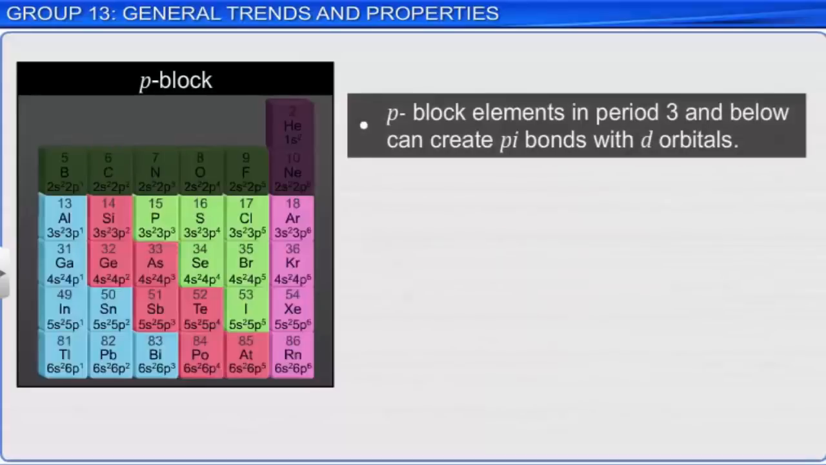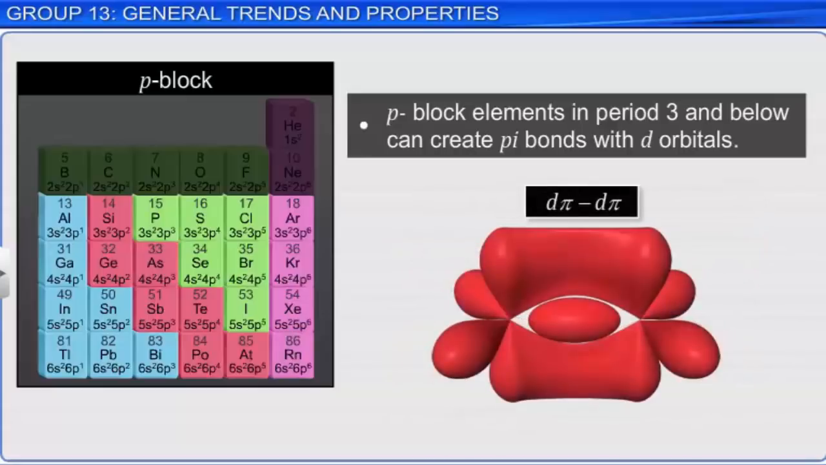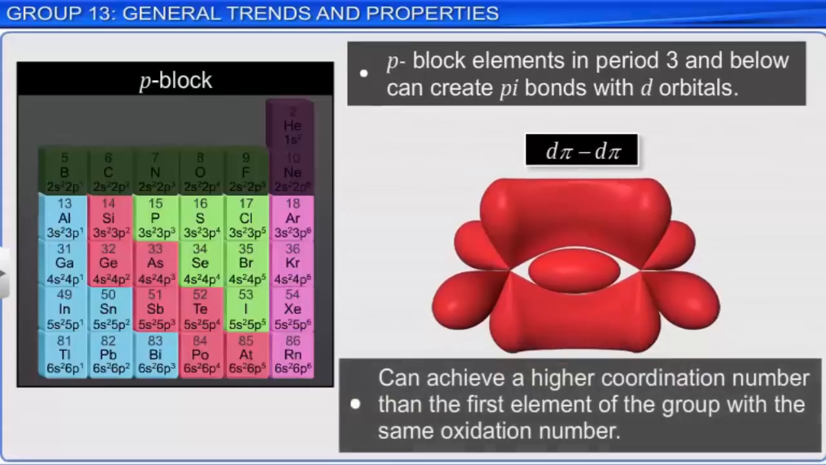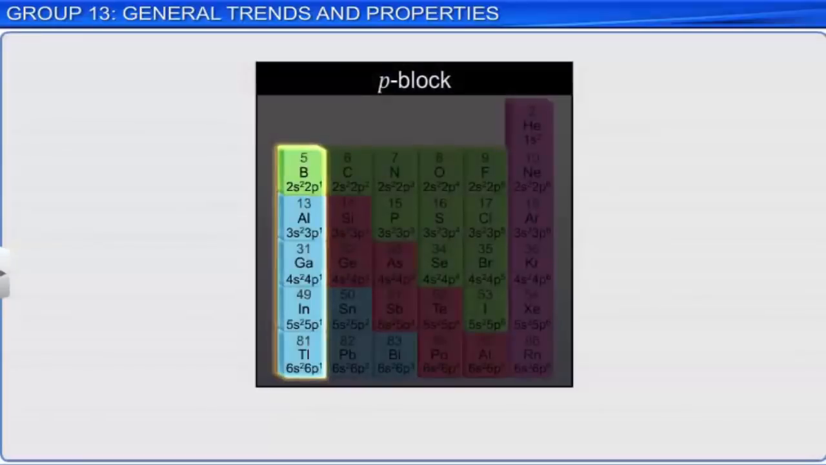P-block elements in period 3 and below can use d orbitals to create pi bonds. As a result, the elements in period 3 and below can achieve a higher coordination number than the first element in the group. The elements in group 13 will be the focus for the rest of this module.